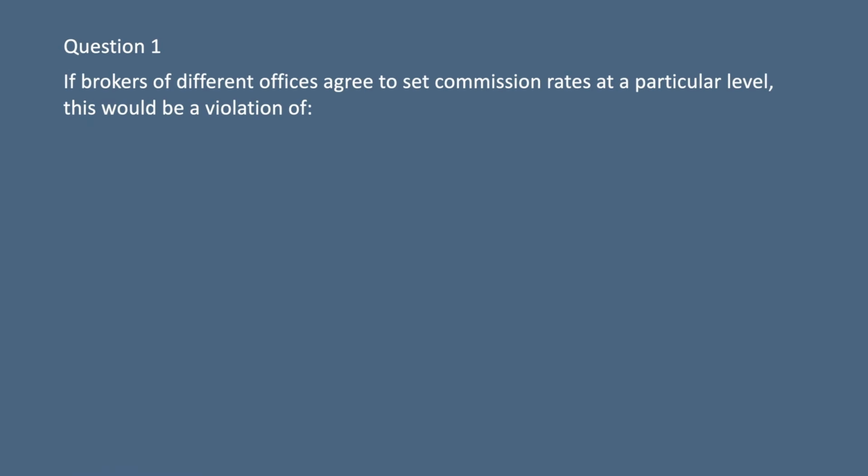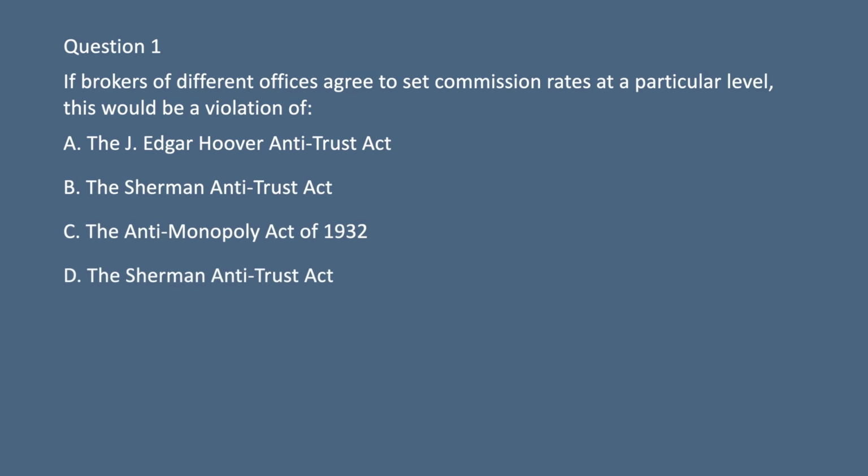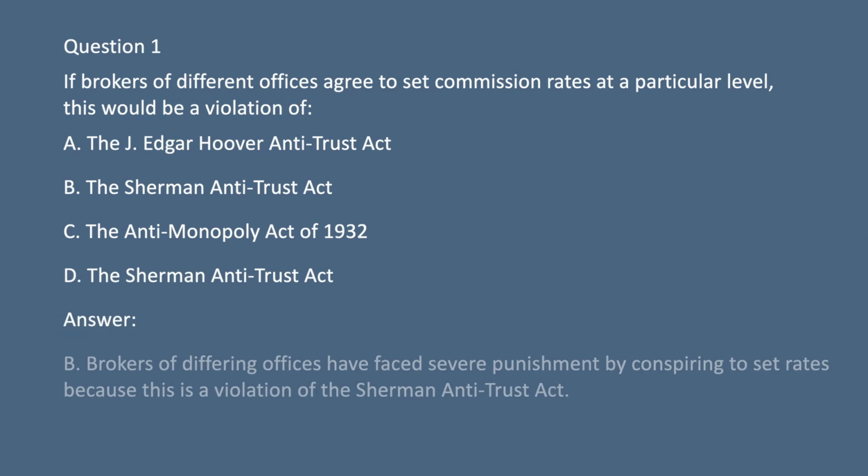Question 1. If brokers of different offices agree to set commission rates at a particular level, this would be a violation of A. The J. Edgar Hoover Antitrust Act. B. The Sherman Antitrust Act. C. The Anti-Monopoly Act of 1932. D. The Sherman Antitrust Act. Answer: B. Brokers of differing offices have faced severe punishment by conspiring to set rates because this is a violation of the Sherman Antitrust Act.